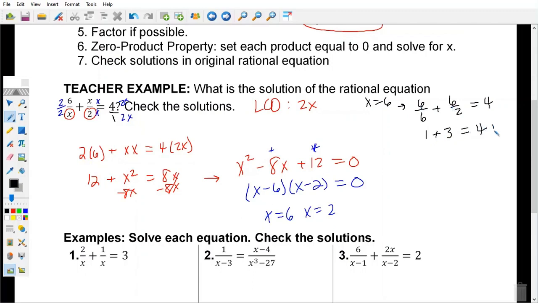Does 3 equal 4? And the answer is yes. So x equals 6 is a possible answer. We're going to do the same thing with x equals 2. We're going to plug it in for x.